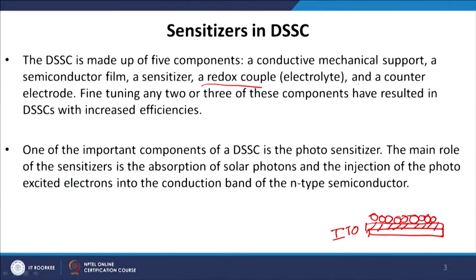And if you remember what we have talked about, the role of the electrolyte is to regenerate the whole process, so that the dye comes back to the ground state and is ready to absorb the light for the next cycle, and the whole process cycles. And finally, to complete the device structure, we need a counter electrode. So, finally, we put the electrolyte and then on top there is a counter electrode.